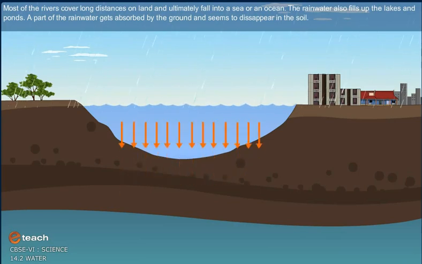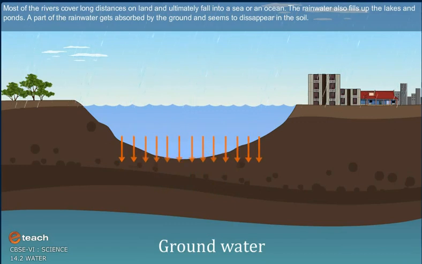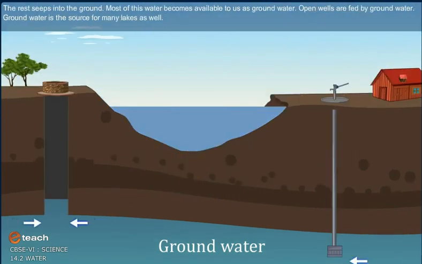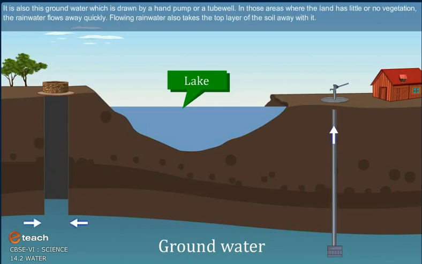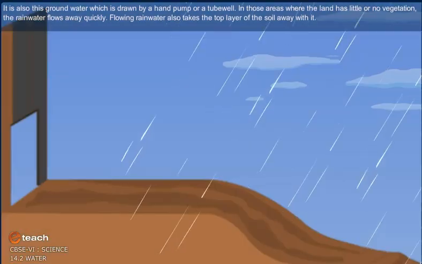A part of the rainwater gets absorbed by the ground and seems to disappear in the soil. The rest seeps into the ground. Most of this water becomes available to us as groundwater. Open wells are fed by groundwater. Groundwater is the source of many lakes as well. It is also this groundwater which is drawn by a hand pump or a tube well.